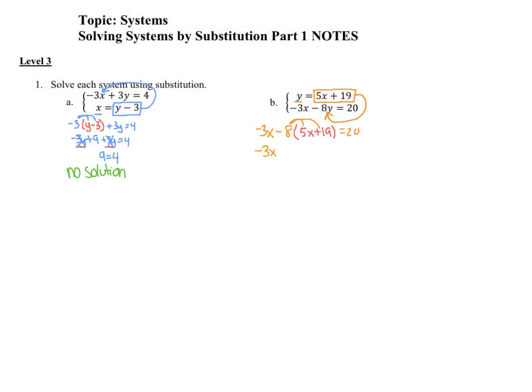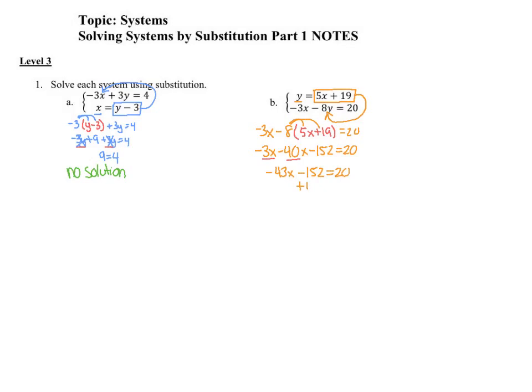So I have negative 3x minus 40x minus 152 equals 20. I notice that these are like terms. So when I combine them together, I get negative 43x minus 152 equals 20.